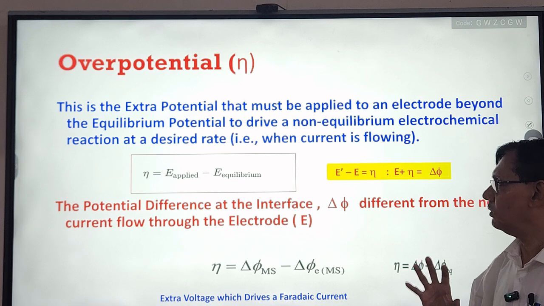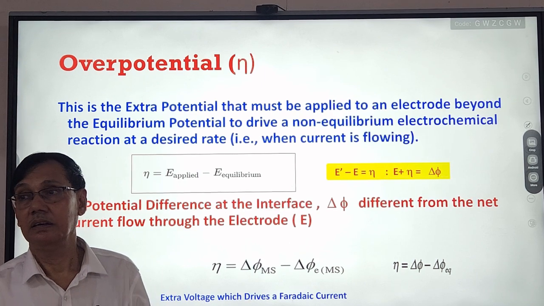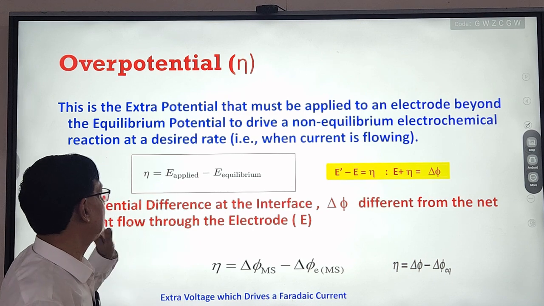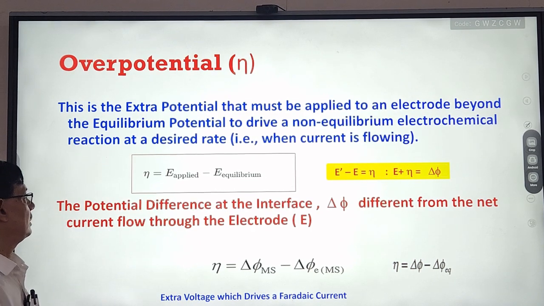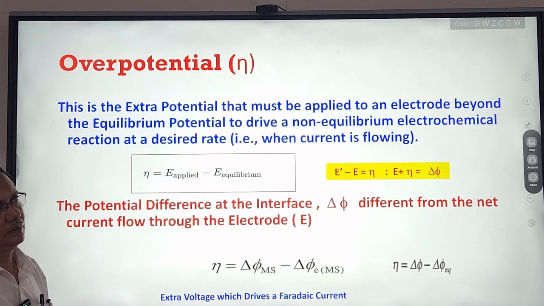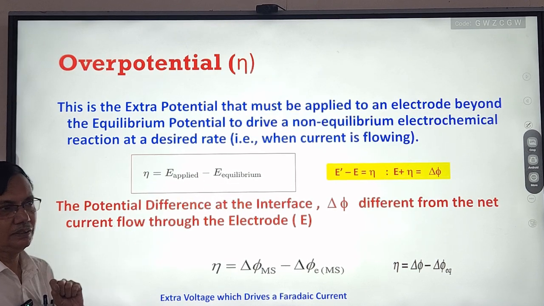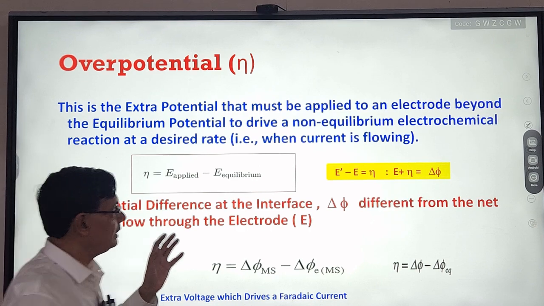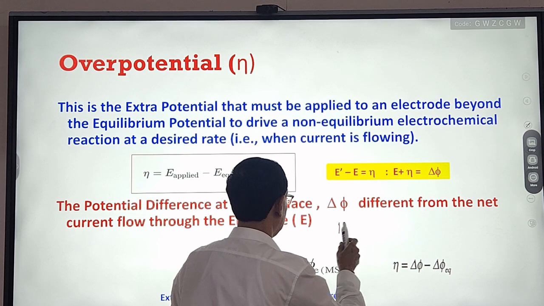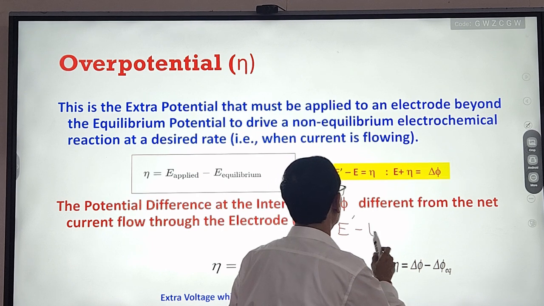In a simple sentence, again you may get confused that in our book it is written differently. The simple statement is that overpotential is equal to E applied, that is the extra voltage, minus the thermodynamic equilibrium E. Or, if I consider E applied as E dash, then E dash minus the equilibrium E normal, that is also eta.